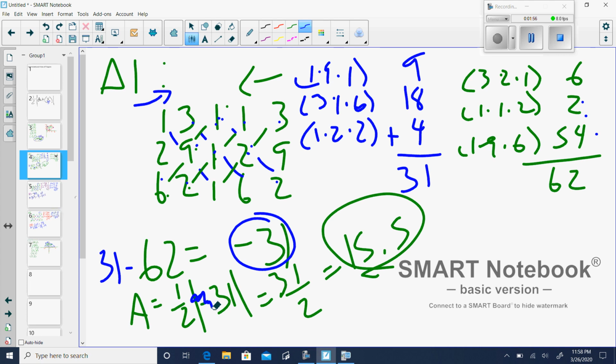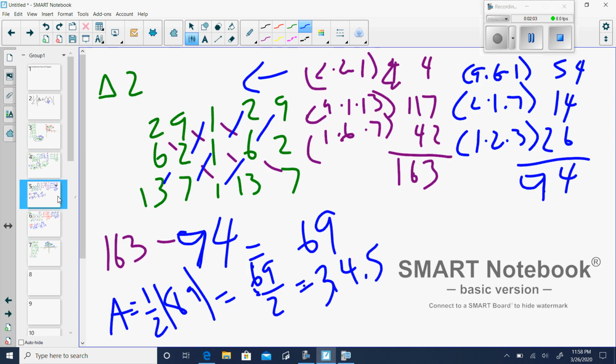So our area of this first triangle is 15.5. Sorry, wow, okay. I didn't expect that to happen. All right, that's interesting. It's moving into triangle 2.